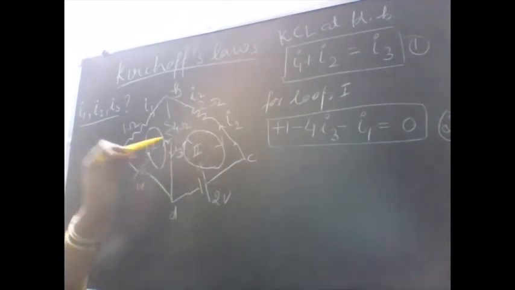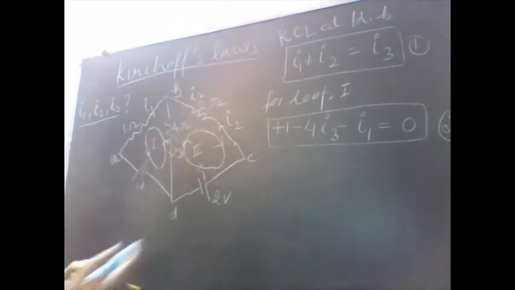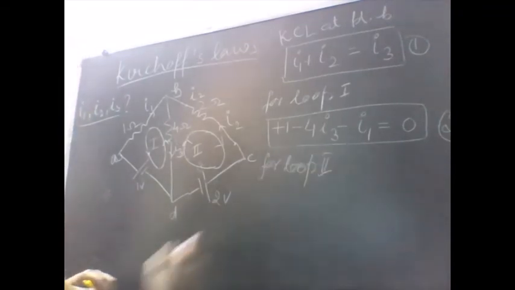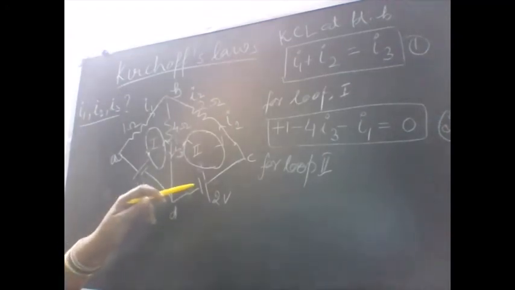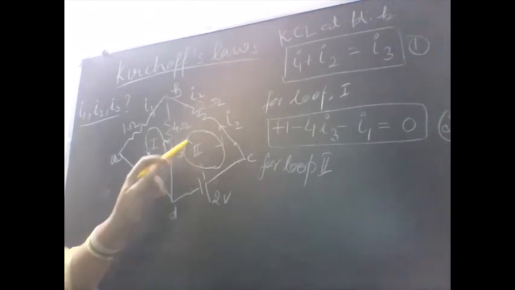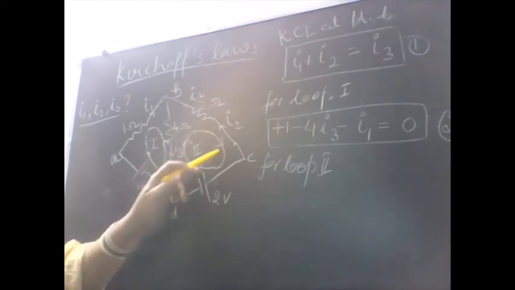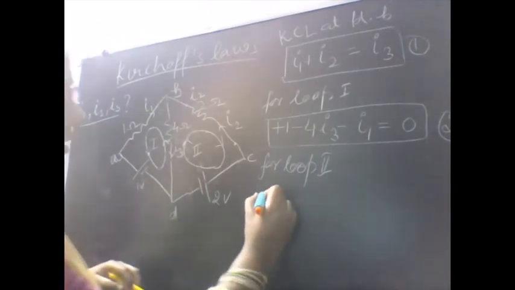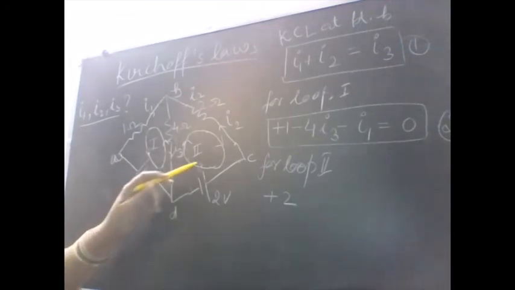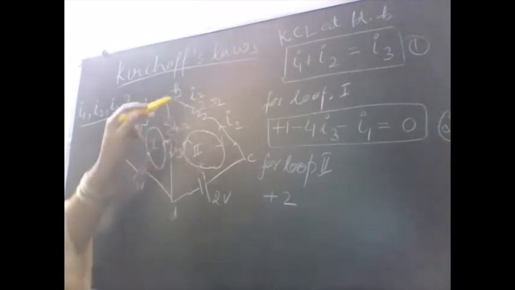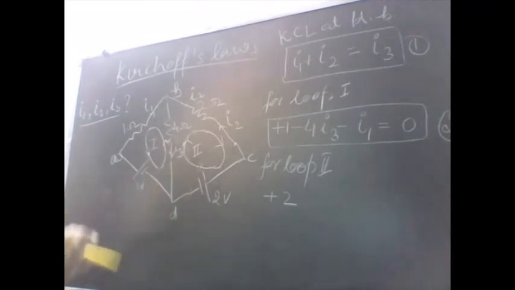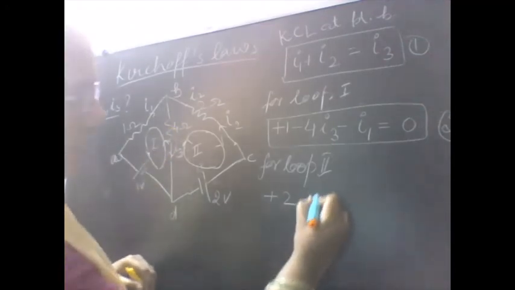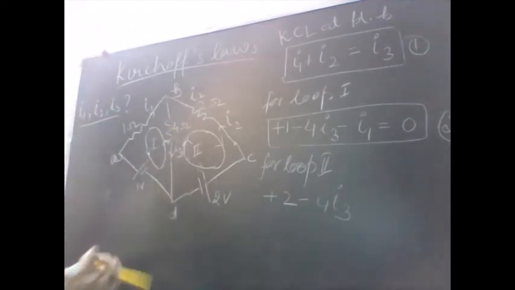Let us apply the KVL to this second loop. So what is the equation for loop 2? Let us start from the cell. Since the loop chosen is clockwise and the loop is going to the positive terminal of the cell, should it be plus 2 or minus 2? Obviously plus 2. What next? The loop is going upwards and the current is coming downwards, again opposite, so it should be minus, and what is the potential difference? 4I3, minus 4I3.